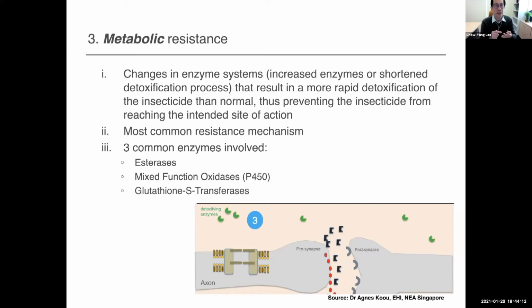There are three major enzymes involved. You have the oxidases, mainly the cytochrome P450. You have the esterases, and lastly, GST or the glutathione S-transferase.